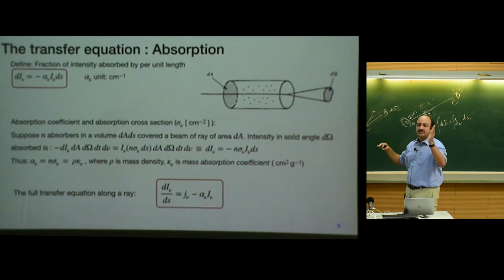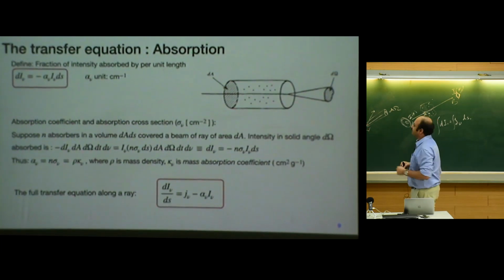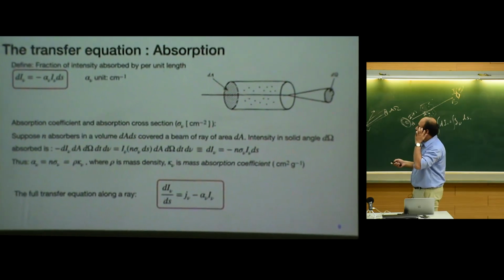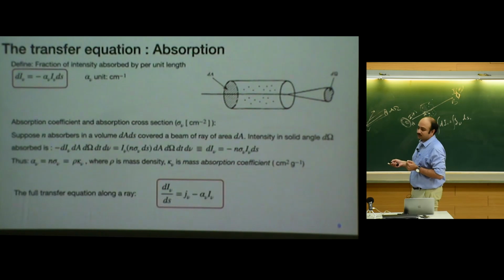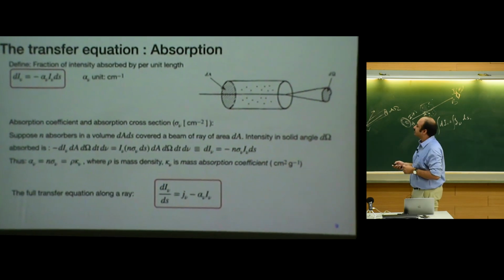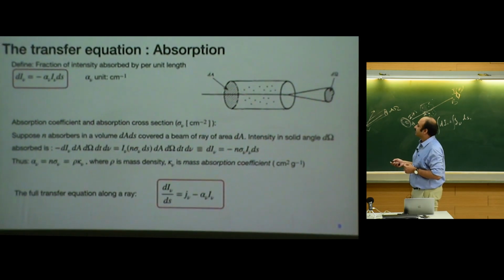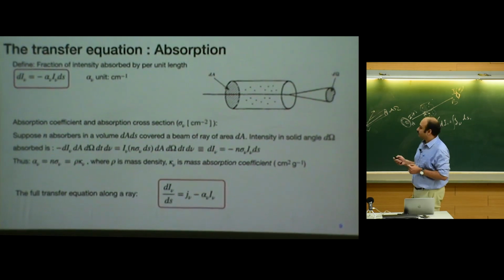So a fraction of the energy can get absorbed as it is passing through this medium. So we quantify it as delta I nu, which is this fraction of energy that is changing of the specific intensity, is alpha nu times I nu times ds. Again, this is just the way we define this quantity alpha nu. And alpha nu is called the absorption coefficient.